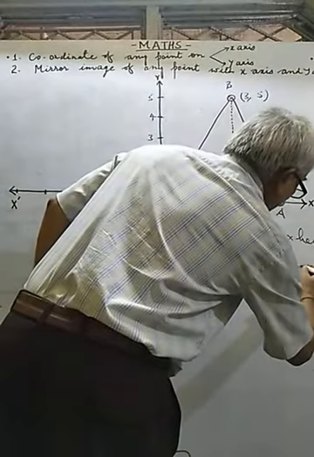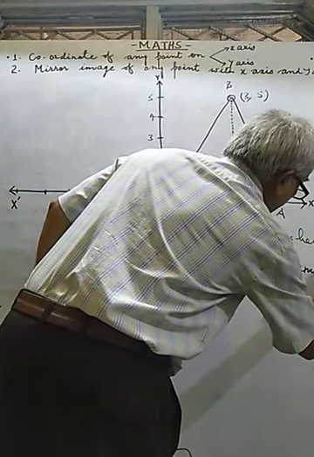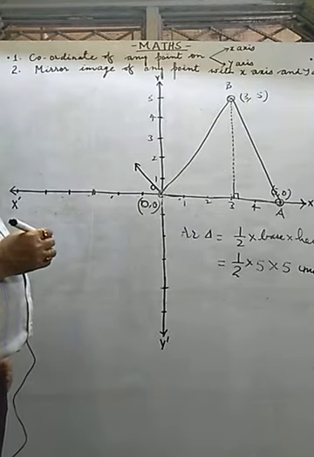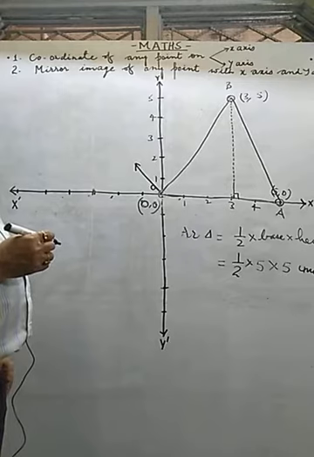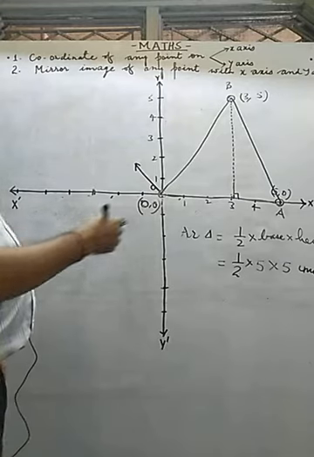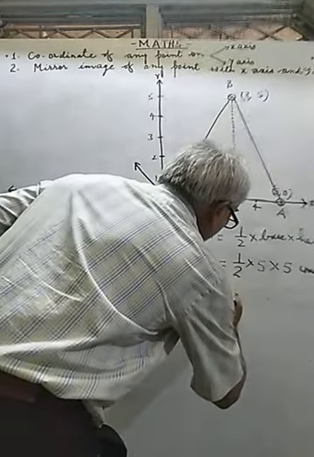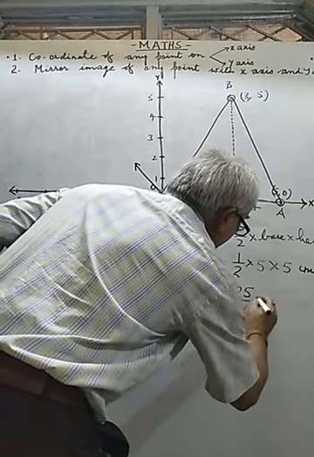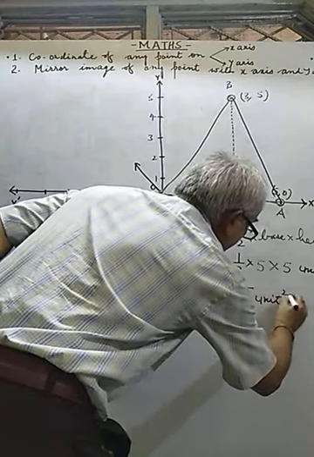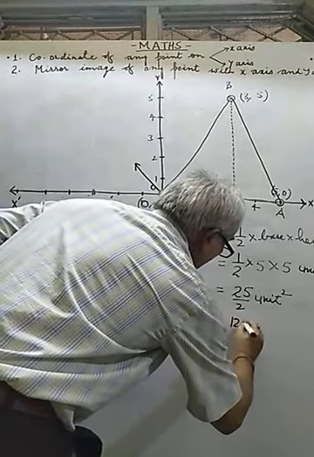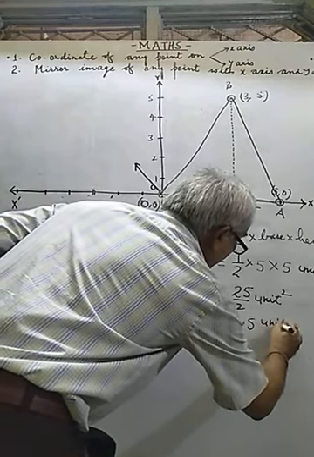And it will be unit into unit, that will be square of unit. If centimeter into centimeter is there, that will be centimeter square. If millimeter into millimeter is there, it will be millimeter square. It depends upon the unit. Now this will be simplified here, and what is obtained after that? It is 25 by 2 unit square. 25 by 2 converted into decimal comes to 12.5 unit power 2.